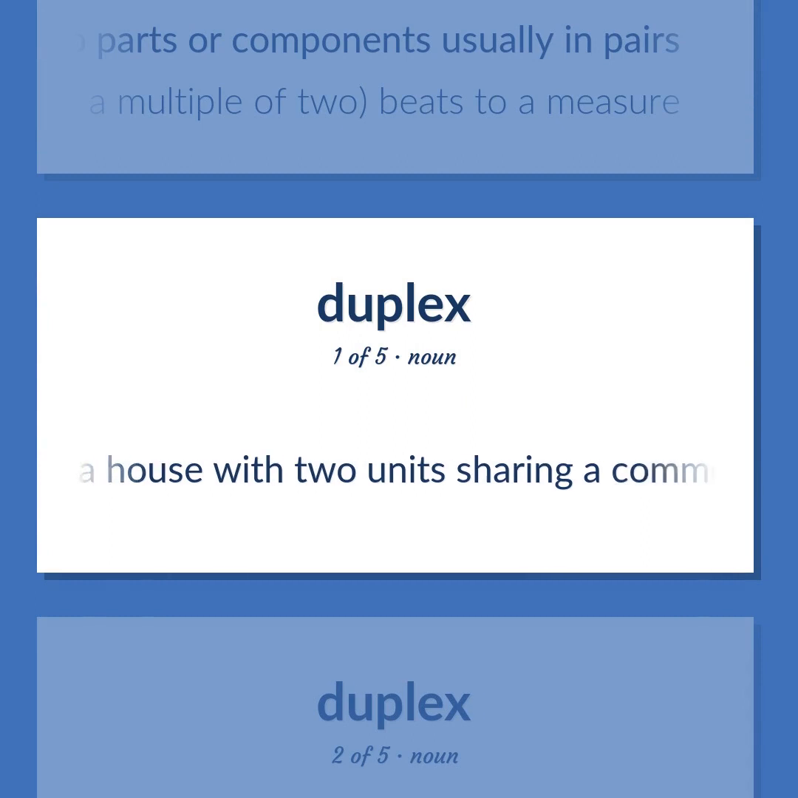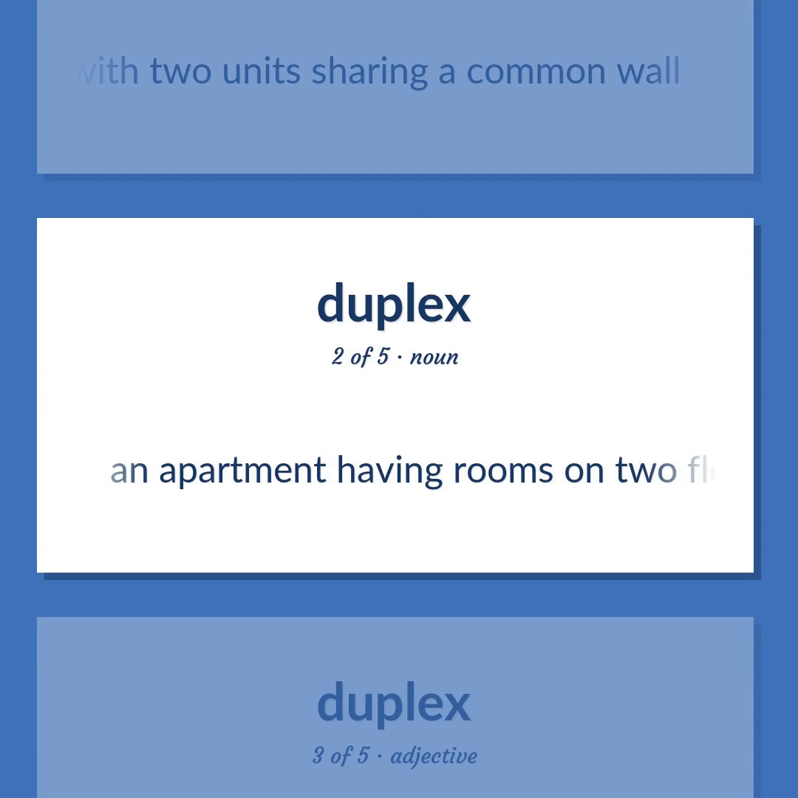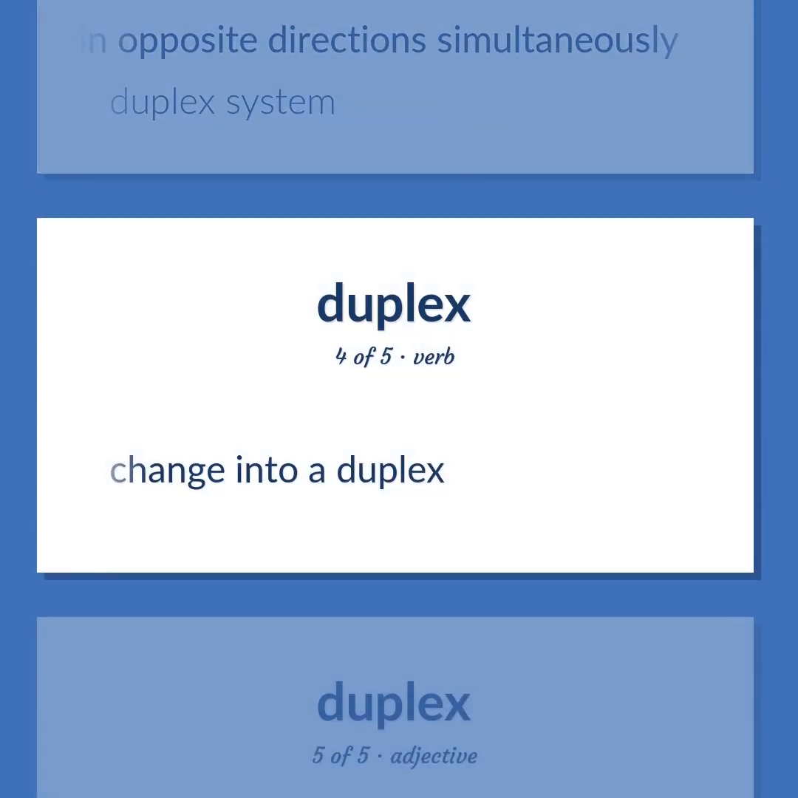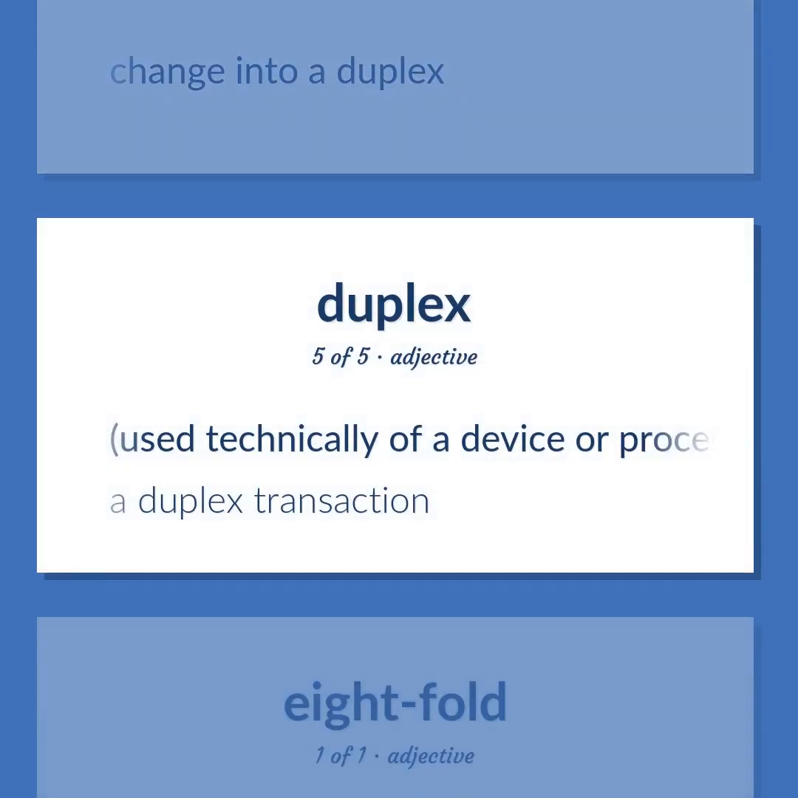A house with two units sharing a common wall. An apartment having rooms on two floors that are connected by a staircase. Allowing communication in opposite directions simultaneously. Duplex system. Change into a duplex. Used technically of a device or process, having two parts. A duplex transaction.